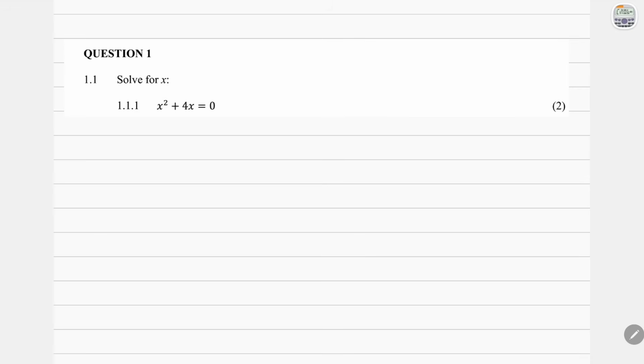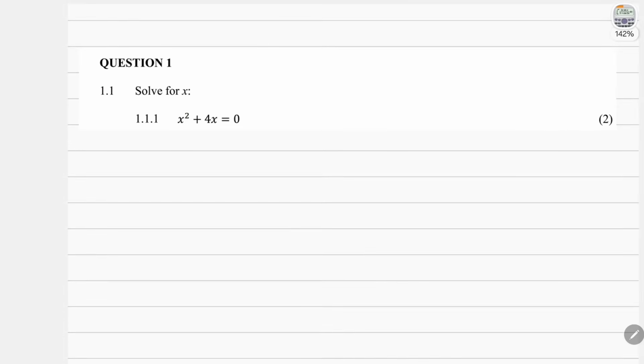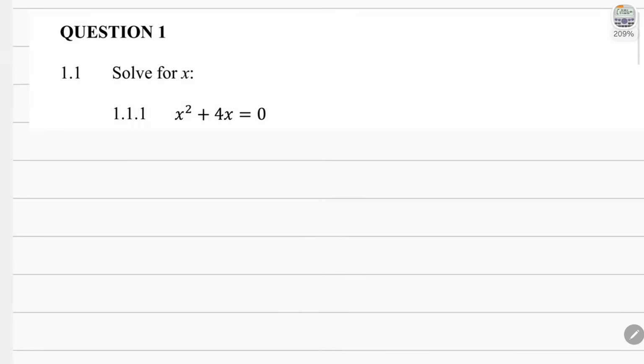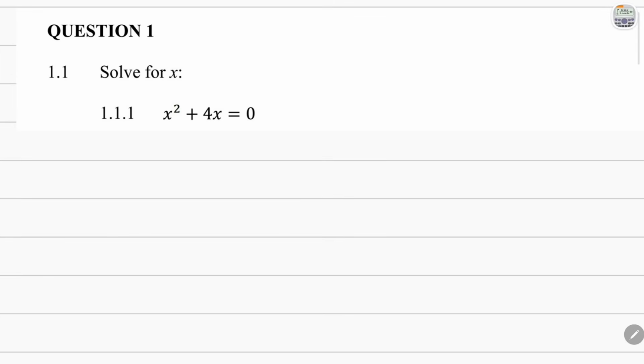Question 1, 1.1.1, we've been told to solve for x, but given a binomial, so not a trinomial as usual. In order to solve for x here, we still have to factorize this, but we can factorize using the highest common factor. Between x squared and 4x, the highest common factor is x. So we take that out, and what is left in the first term is x, and in the second term, positive 4. So this is equal to 0.